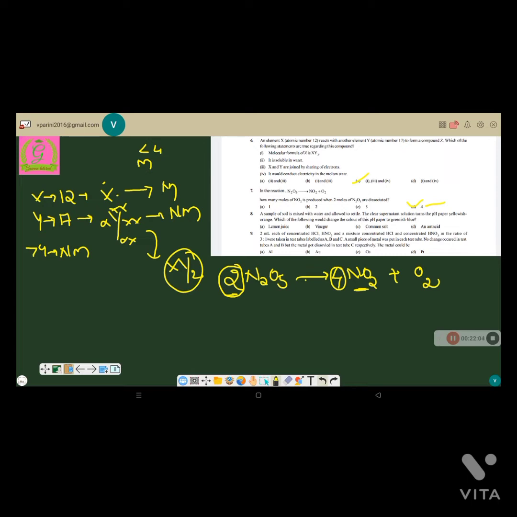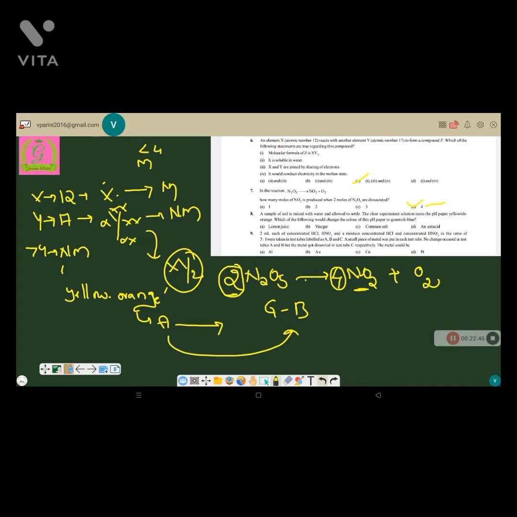A sample of soil is mixed with water and allowed to settle. Water plus soil. The clear supernatant solution turns the pH paper yellowish orange. Yellowish orange means it is slightly acidic in nature. Which of the following would change the color of the pH paper to greenish blue? To convert acid to base, since they gave greenish blue, which means it should be basic in nature.